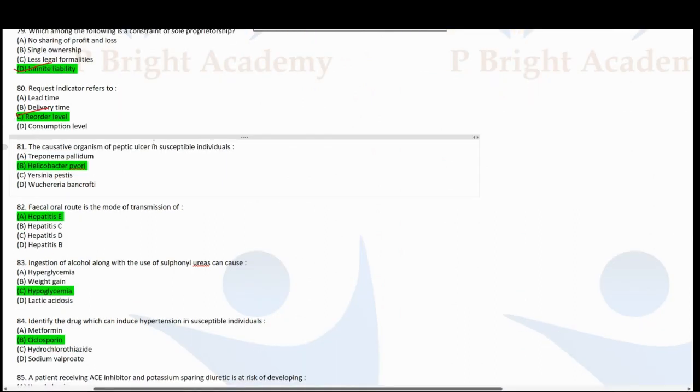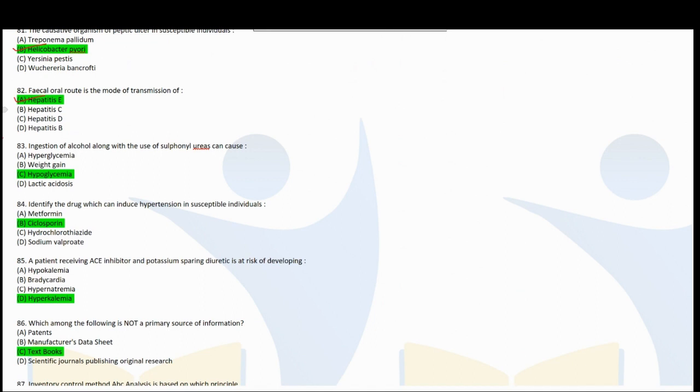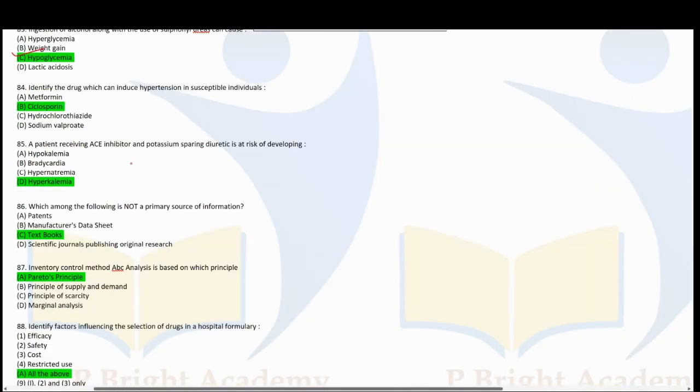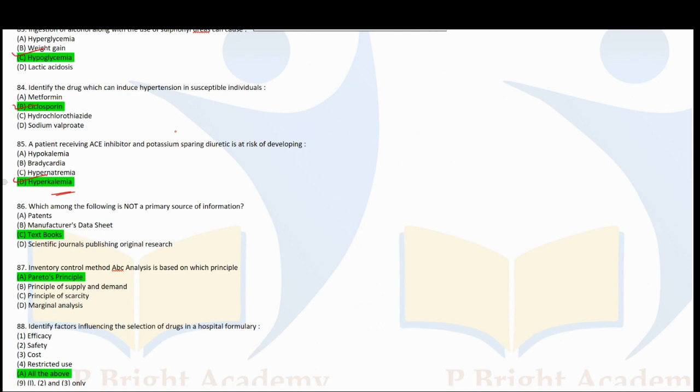The causative organism of peptic ulcer in susceptible individuals is option B, Helicobacter pylori. Fecal oral route is the mode of transmission for hepatitis E. Option A is the right answer. Ingestion of alcohol along with the use of sulfonylureas can cause option C, hypoglycemia. Identify the drug which can induce hypertension in susceptible individuals. Cyclosporin. Option B is the right answer. A patient receiving ACE inhibitor and potassium sparing diuretic is at risk of developing hyperkalemia. Option D is the right answer.